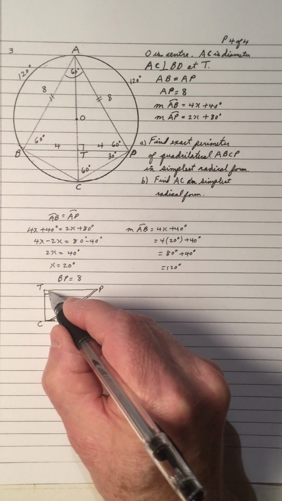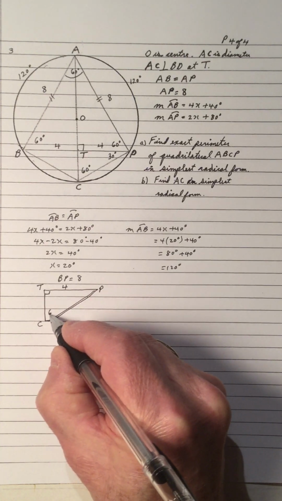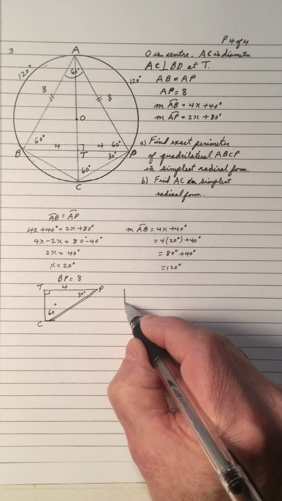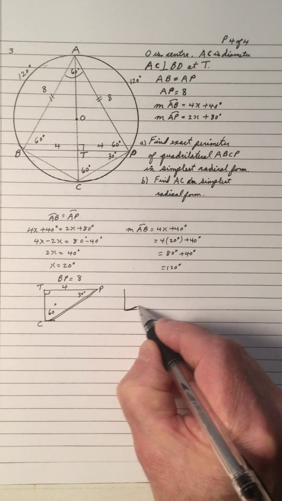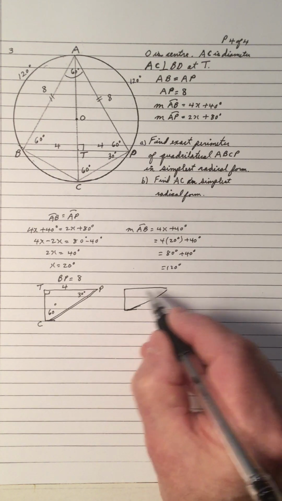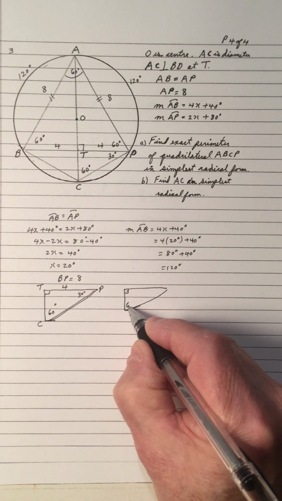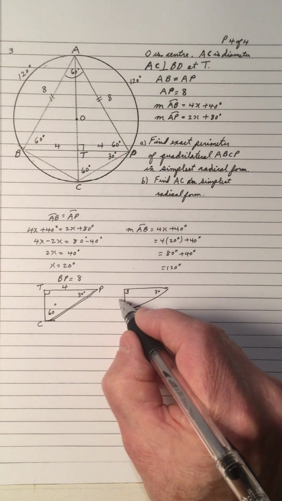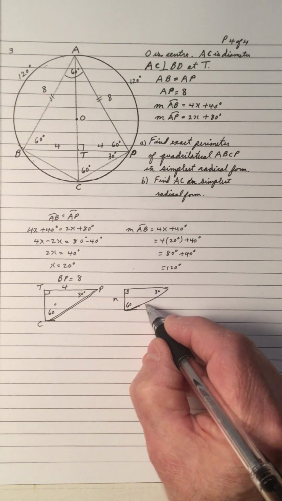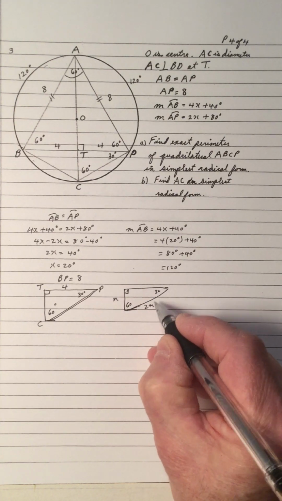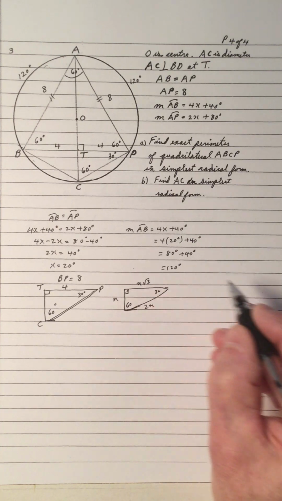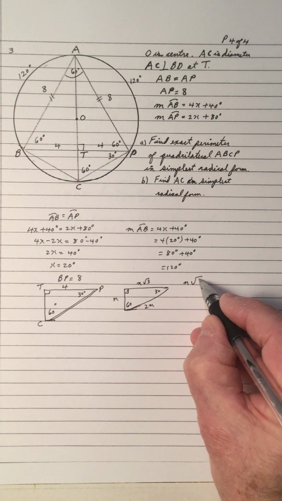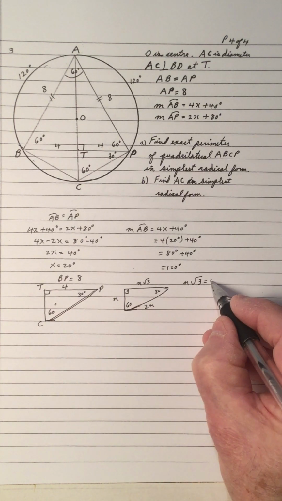So we have a right angle, we have 4, we have a 60, and a 30. So if I draw a triangle like this one, and we have the angles 60 and 90 and 30, in all 30-60-90 right triangles, opposite 30 is n, opposite 90 is 2n, opposite 60 is n root 3. That means that n root 3 is equal to 4.